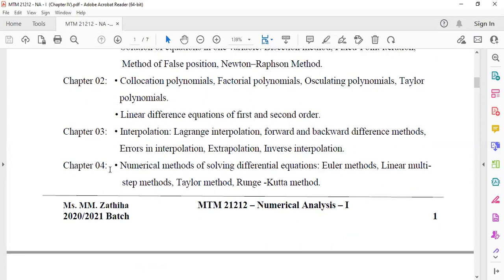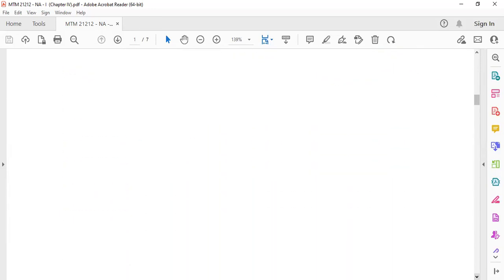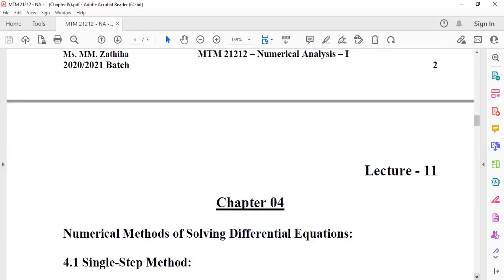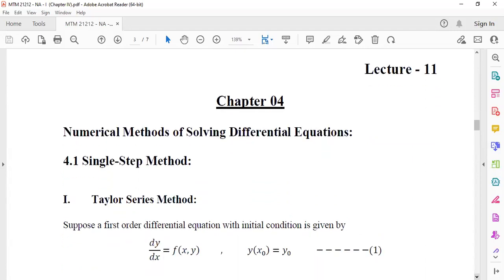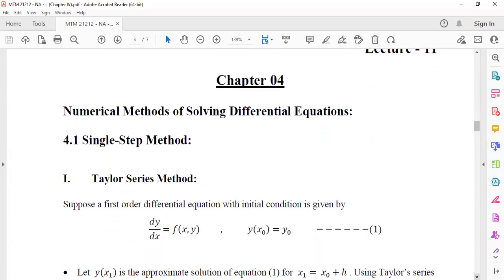In the last lecture I started chapter number 4, and I explained something about the Taylor series. Chapter number 4 is on numerical methods for solving differential equations, where we can study Euler's method, the Taylor method, the Runge-Kutta method, as well as some multi-step methods. I have sent you the notes, so you can refer to those. I can do some exercises here.